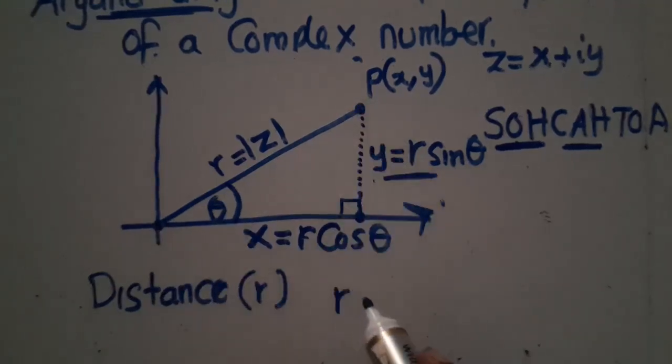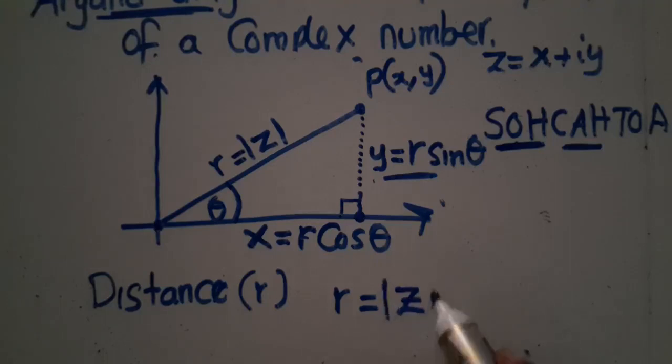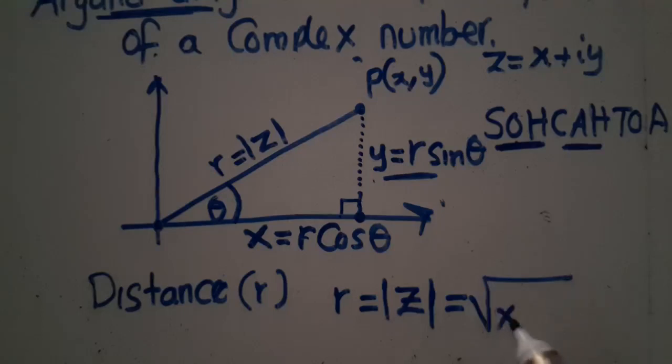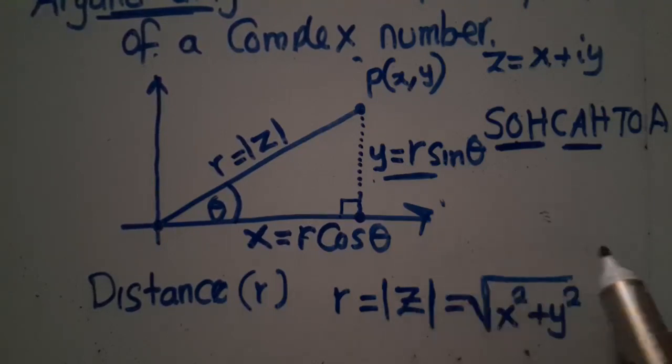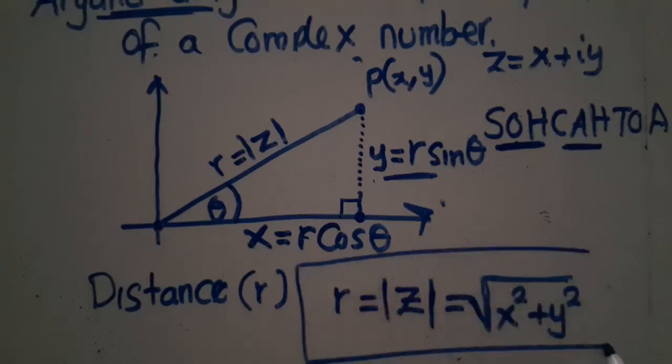So we say radius is equal to the modulus of z, which is just equal to the square root of x squared plus y squared. You put them under this root. So this is how you need to find the radius. Know this part.